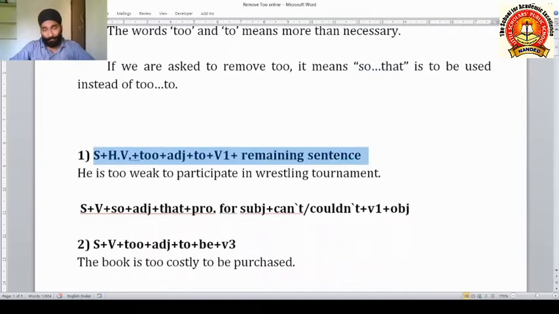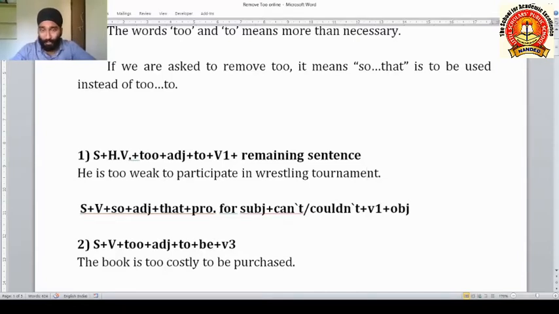Let us see the first structure. In this first structure, one type of sentence is given with "too". Let us see what it is. Subject plus helping verb plus too plus adjective plus TO2 plus verb with the first form plus remaining sentence. How will the sentence be? He is too weak to participate in wrestling tournament.